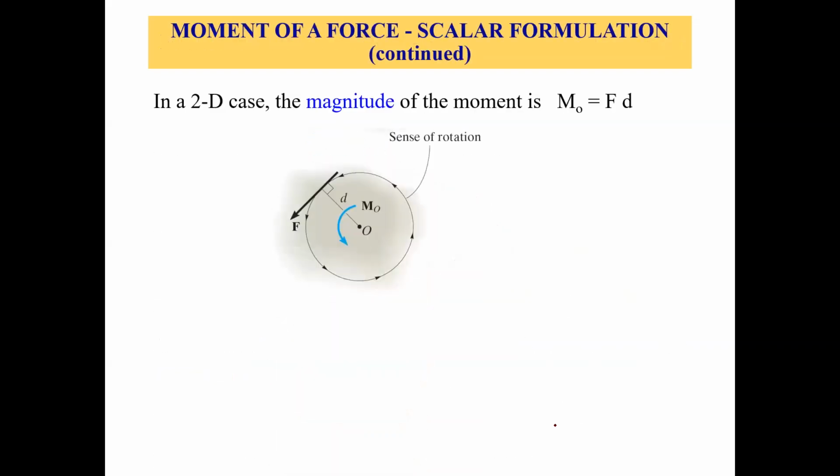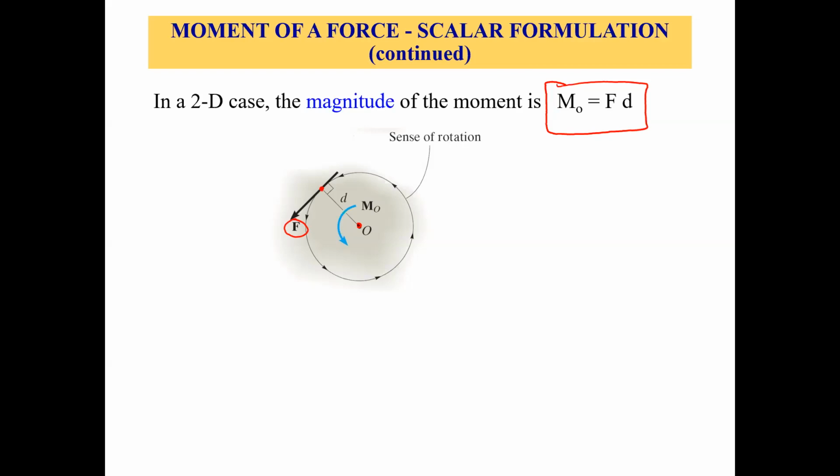Okay, let's come here. So in a two-dimensional case, the magnitude of the moment, let's say M sub O, is this guy. But why this guy? Let's say that we have a force F being applied at this point. Now there's a point here, let's say point O. This point O is the point of interest.